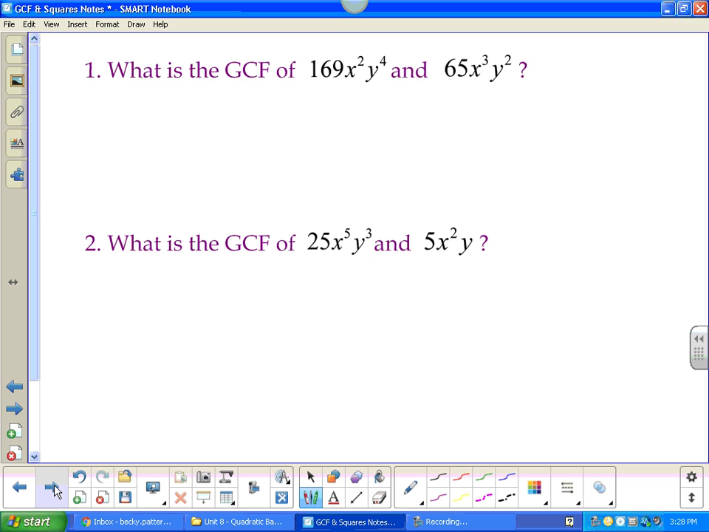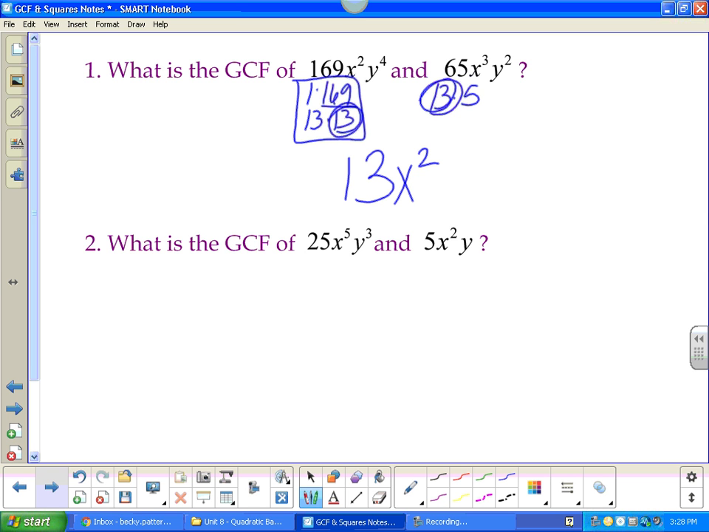So what's the GCF of 169 x squared y to the fourth and 65 x to the third y squared? Well, the only factors of 169 are 1 and 169 and 13 times 13. Now 65 may have a bunch of factors, but if it's going to have a common factor with this guy, I know it's not 169, so then I take my calculator and I do 65 divided by 13, and it goes. It's 13 times 5. So 13 is their greatest common factor. Now look at your x's. If I have an x squared and x to the third, remember you always take the smallest number out. And then y to the fourth and y squared, so I'm going to take the smallest y out.